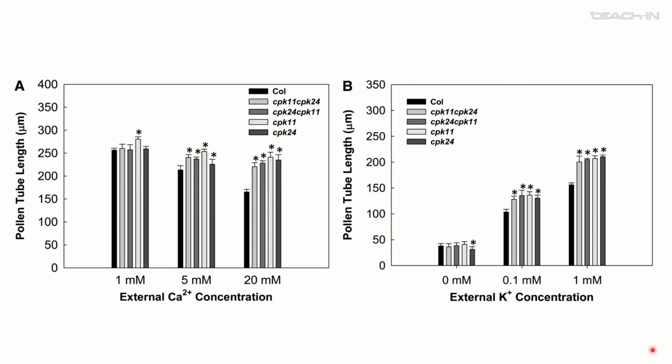Так. Отлично. Дальше они посмотрели на то, как прорастают пыльцевые трубки при разной концентрации кальция в среде проращивания. И заметили, что в диком типе при повышении концентрации кальция снижается длина пыльцевых трубок, а у мутантов практически не происходит изменения в длине пыльцевой трубки, то есть они никак не реагируют на внешний кальций.